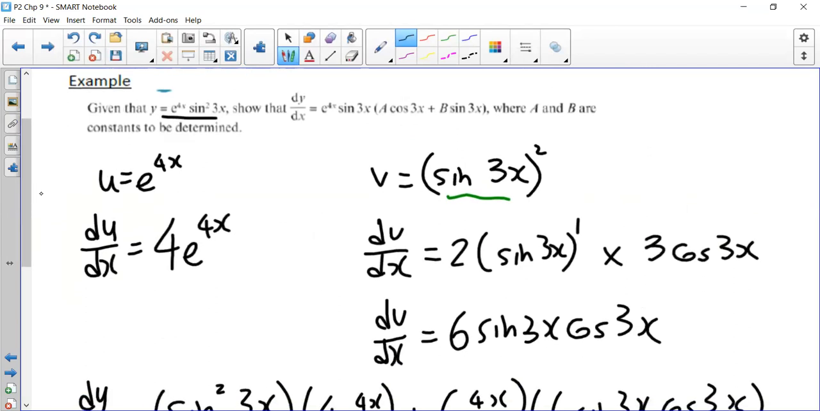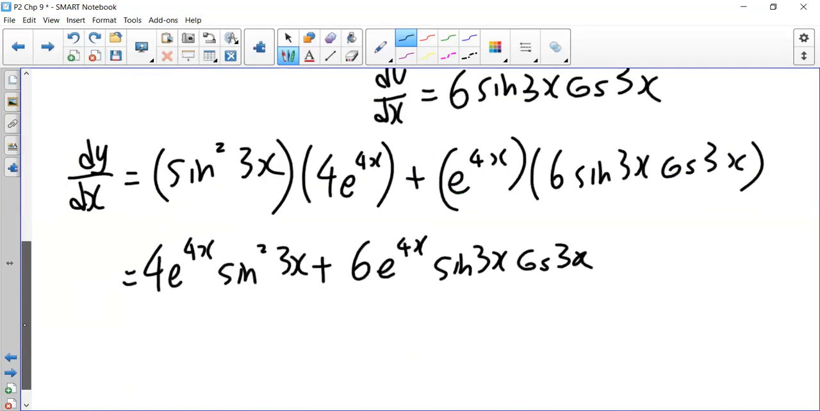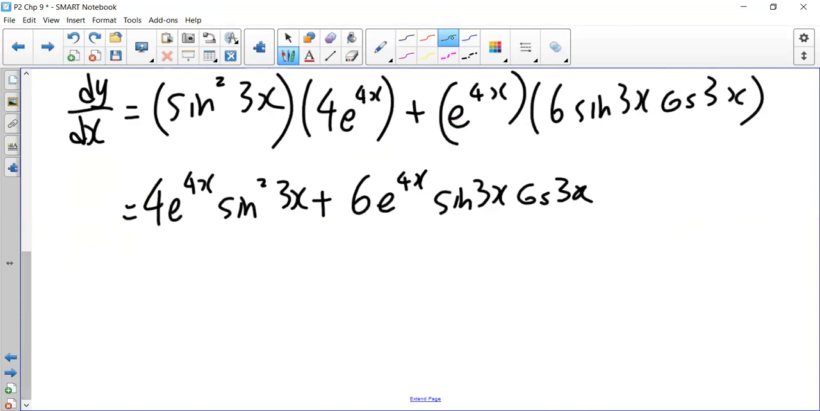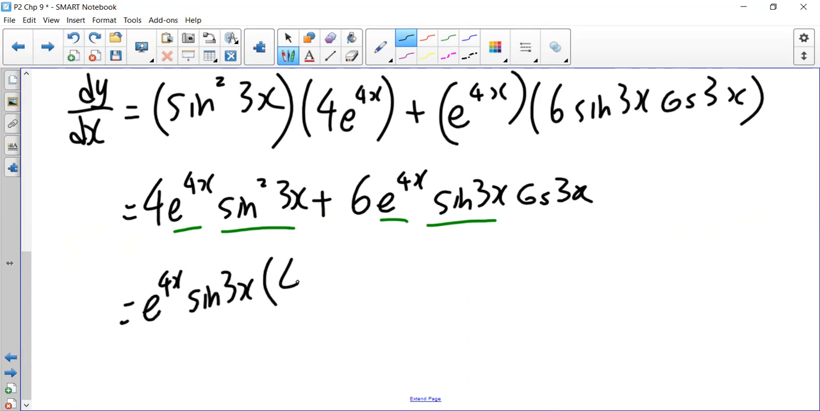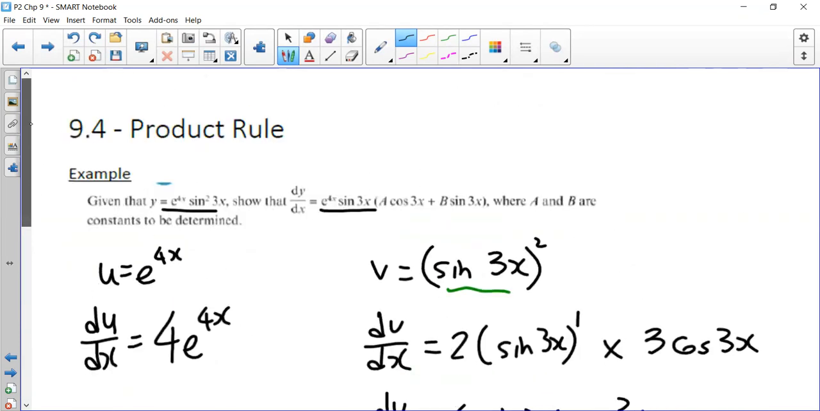So compared to the question, they want us to factorize e to the power 4x sine 3x out. And we can do that because both terms have e to the power 4x sine 3x. We can absolutely do that. So let's factorize it, e to the power 4x sine 3x. So the first term, we're left with 4 sine 3x. The next term, we have 6 cos 3x. And that's the answer.